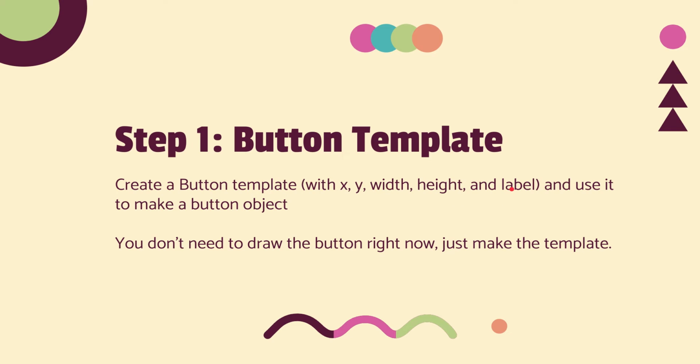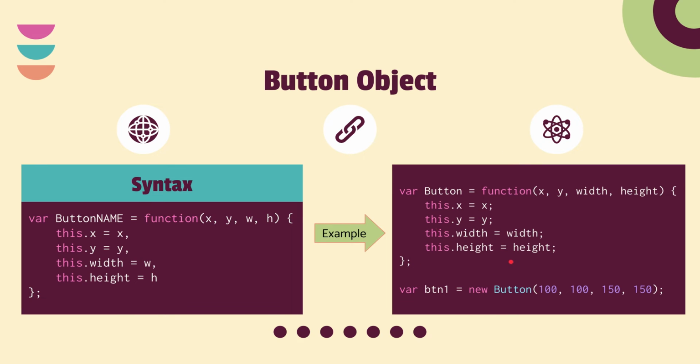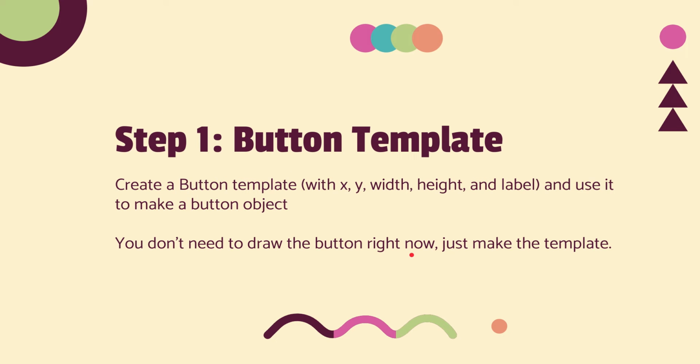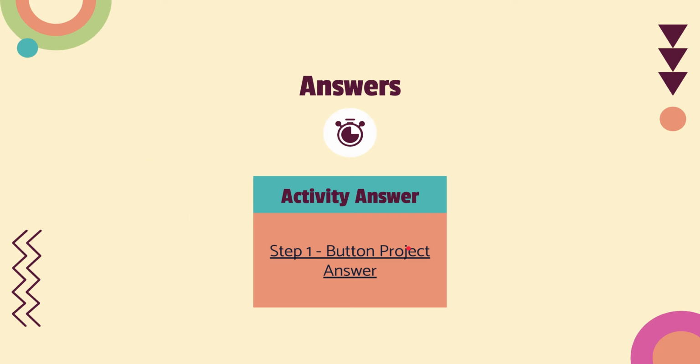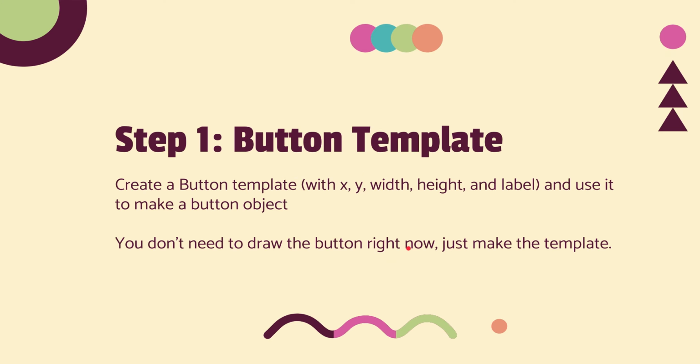So use all these parameters and use them to make a button object. So make your button template, make your button object, sort of like we did here. And then you don't need to draw the button right now, but just make the template. So pause the video. I'll give you guys like 5 to 10 minutes to work on this, or however much long you need. And then once you're done, you can come back and we will go over the answer.